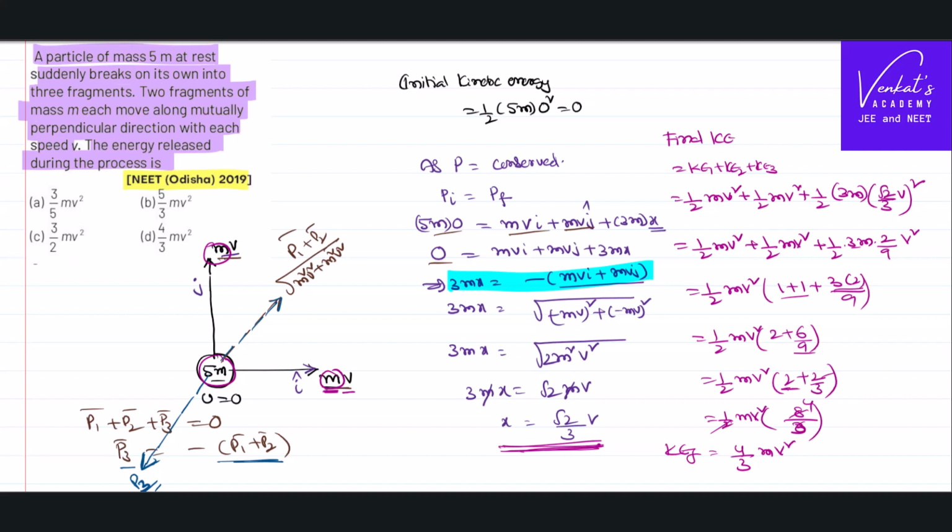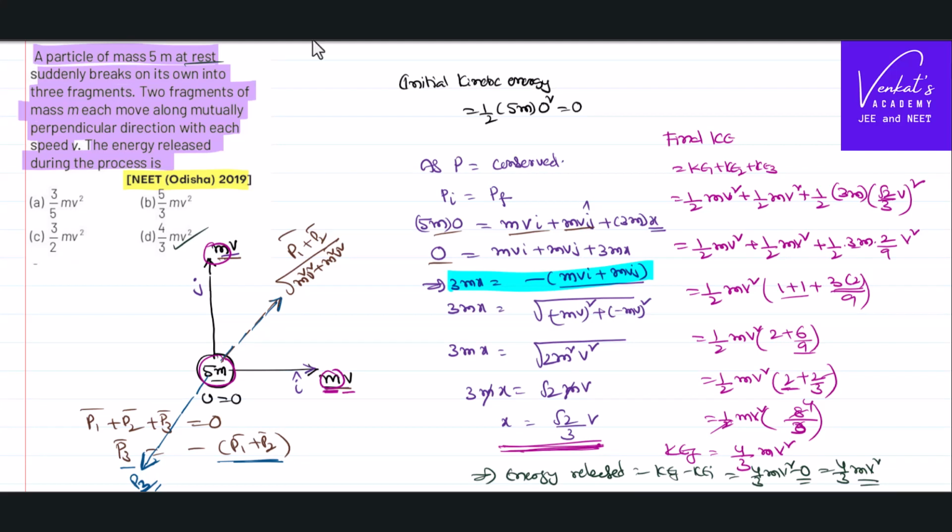He is asking what is the energy released. Therefore, what we can say? Energy released is KE final minus KE initial. KE final is 4 by 3 mv square, but KE initial equals 0 because it is initially in a state of rest. So 4 by 3 mv square itself is our answer for the problem. That's how we solve the problem.